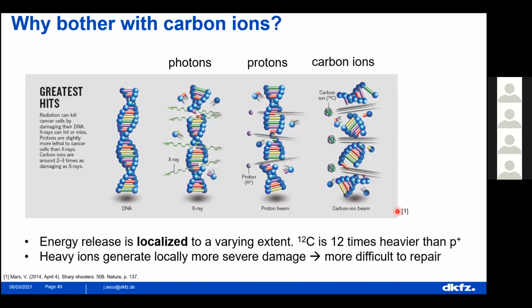Okay, so now what's the advantage? Why bother with carbon or oxygen ions? The key idea is the damage. While in protons and photons, you tend to only destroy one part of the DNA. So remember that the DNA is a double helix.